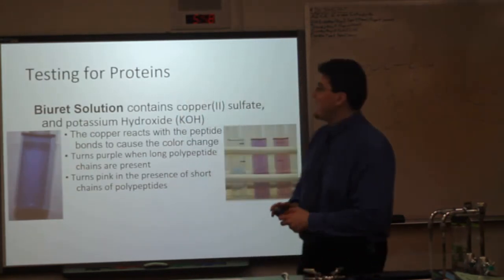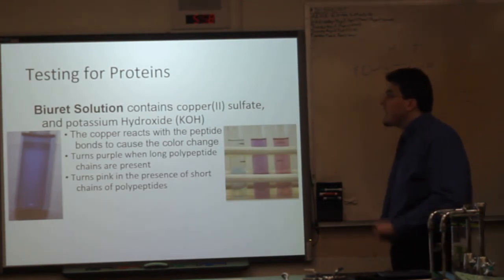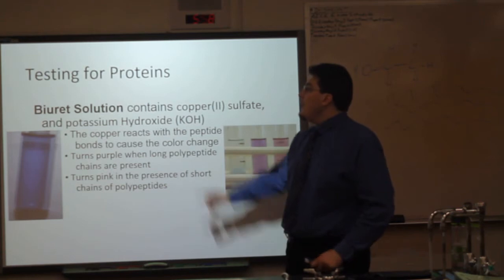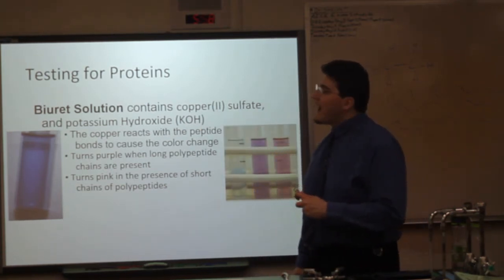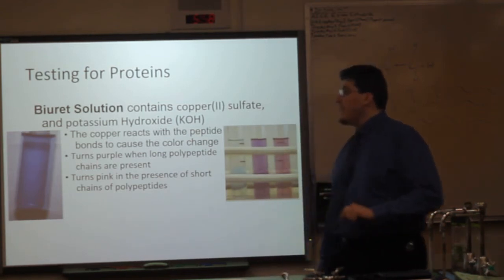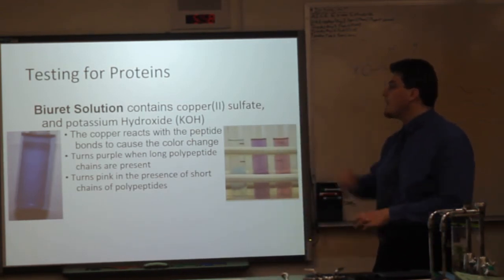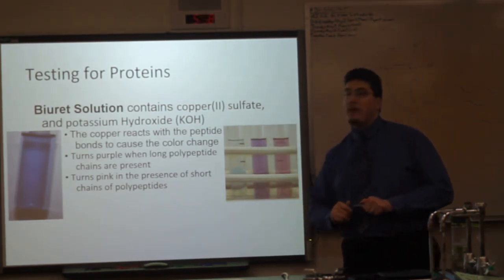The protein test. We take Biuret solution, which contains copper 2 sulfate again, and potassium hydroxide, KOH. Copper will react with the peptide bonds in proteins, and that causes the color change. It will turn purple when there are long polypeptide chains present, and pink in the presence of short polypeptide chains.